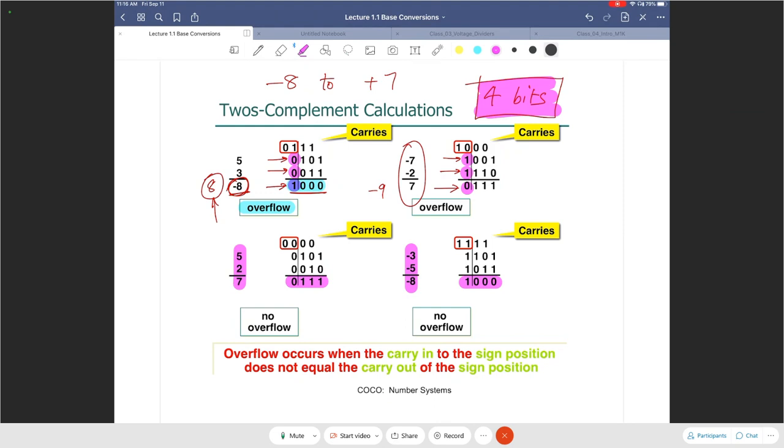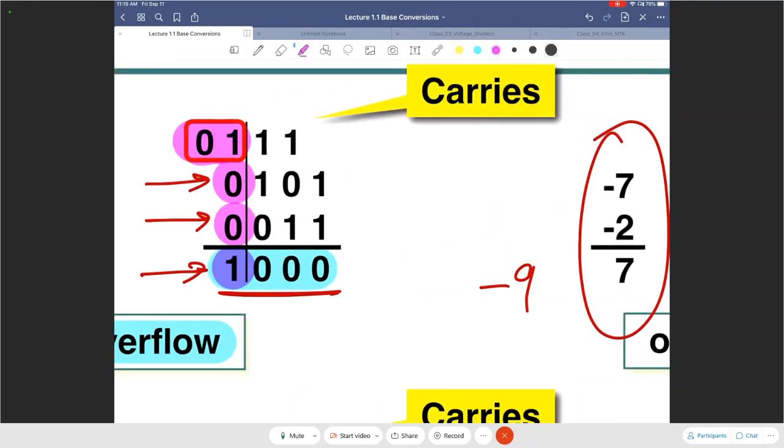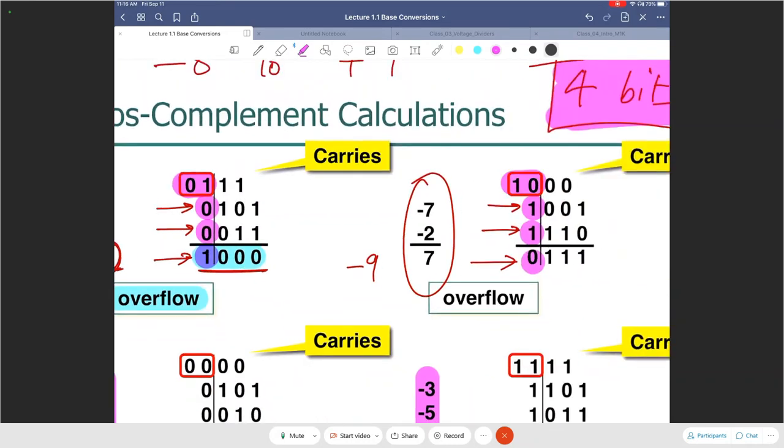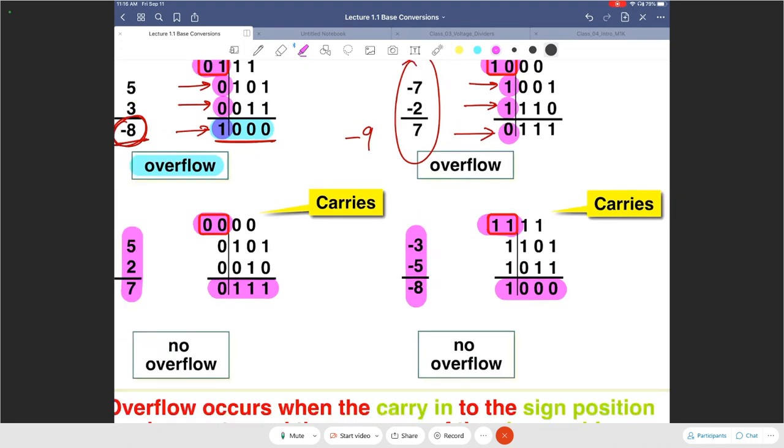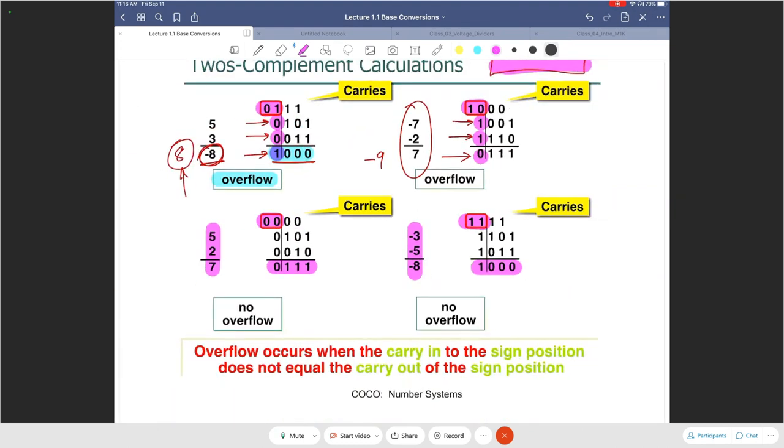That is the third way to detect overflow. If the two most significant carries, one into the sign position, the other out of the sign position, are different, overflow has occurred. Different, overflow has occurred. Same, no overflow. So essentially, you have many ways to detect overflow here, right?